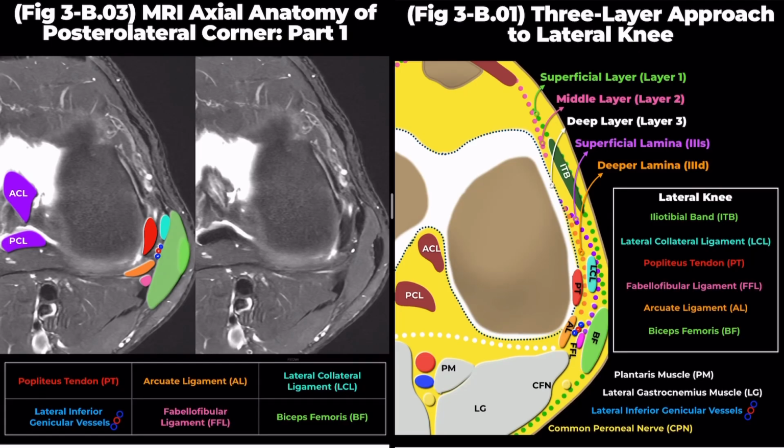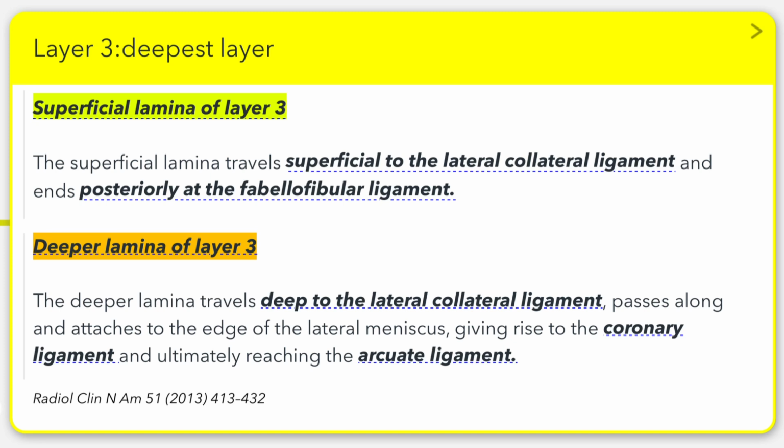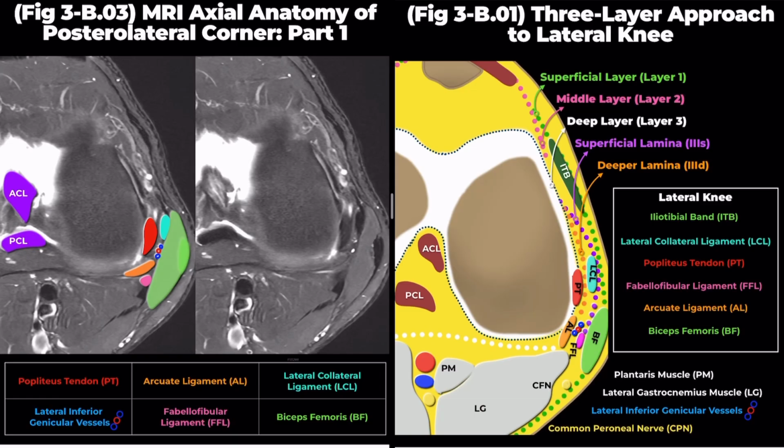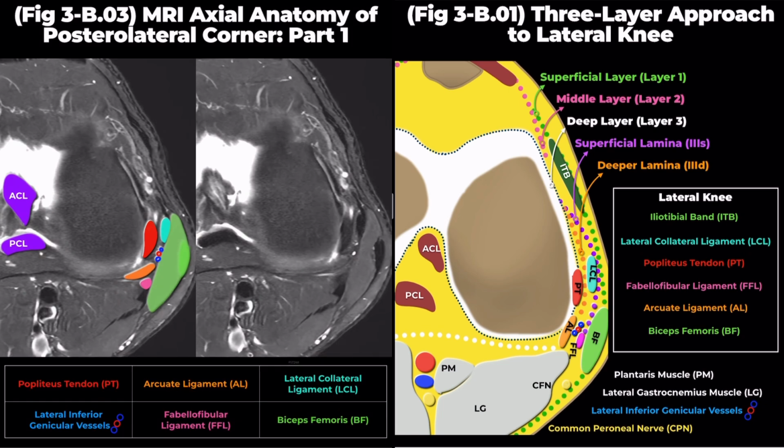The deep layer, or third layer, consists of several important structures. These include the lateral collateral ligament, also known as the fibular collateral ligament, the lateral coronary ligament, or lateral meniscotibial ligament, the arcuate ligament, the Popliteus tendon-muscle unit, the Popliteofibular ligament, the Fabellofibular ligament, and finally, the lateral joint capsule with its attachment to the lateral meniscus edge.